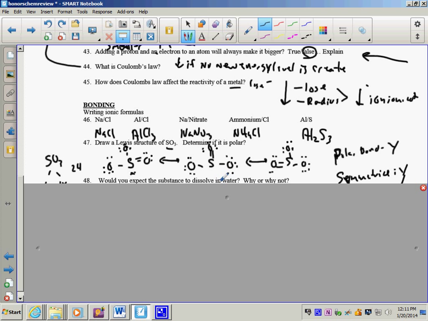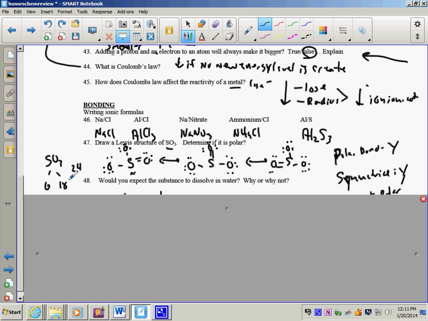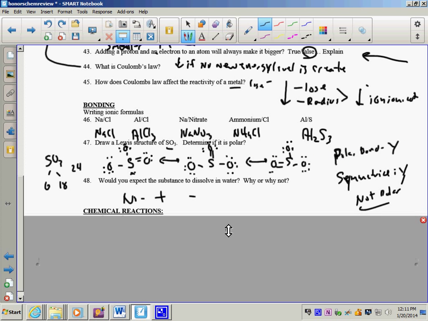Lewis dot structure. Number of valence electrons: 6, 18, 24. Note the short of electrons, sharing a pair here. No charge, I'll just draw the resonance structures out. Polar bonds, yes. Symmetry, yes. Therefore, the charges in the polar bonds cancel, and we are not polar.